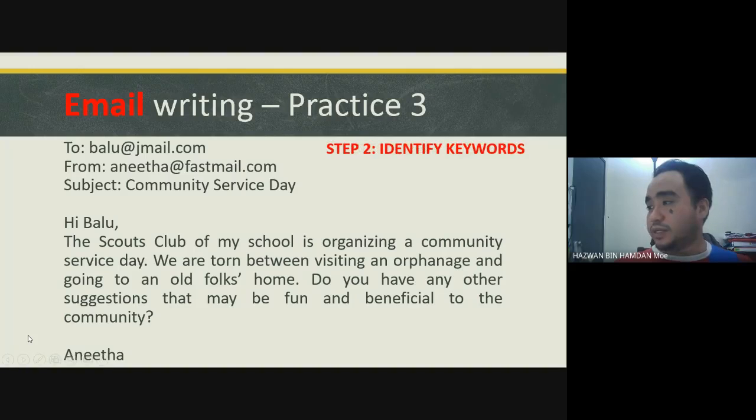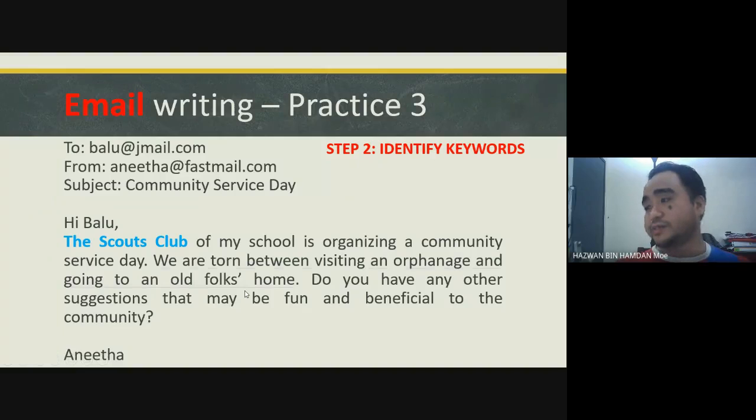So identify keywords. Good. Scouts Club. Okay, good. So the first keyword you can see is the Scouts Club. Okay, you cannot change this. It must be the Scouts Club. Dia tak boleh tiba-tiba when you respond later on, dia tukar jadi club alam sekitar. Tak boleh. Okay. So walaupun you bukan ahli Scout Club, you have to respond. Even though you do not know anything about Scout Club, tak penting pun tu. Okay, as long as we stick to the same fact.